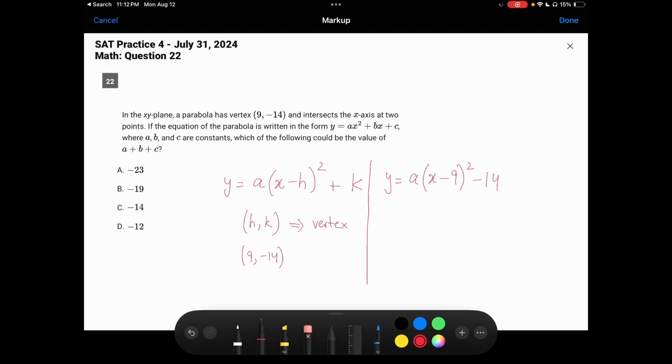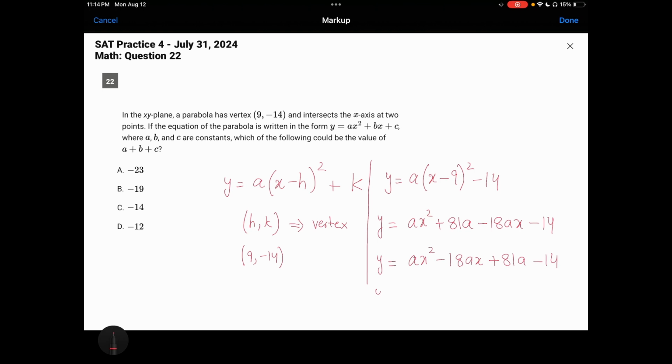Let's expand this expression. Let's rearrange this to get it into the form y = ax² + bx + c. Now this equation is in the form ax² + bx + c, where c is equal to 81a - 14, b is equal to -18a, and a is equal to a. By comparing these two expressions, we find that c = 81a - 14, b = -18a, and a = a.